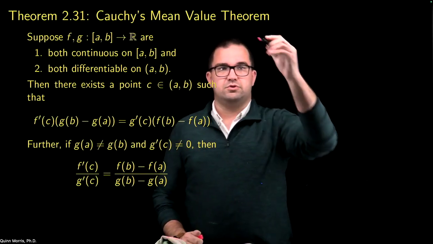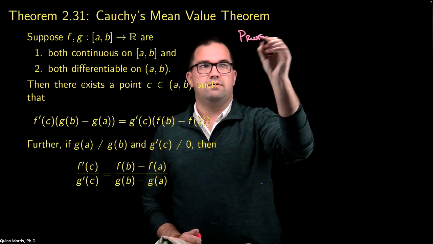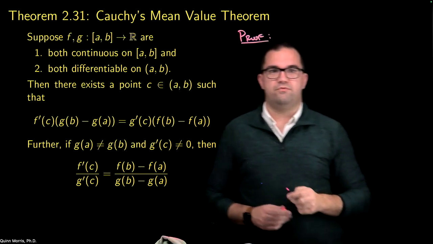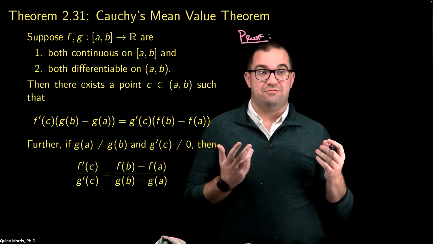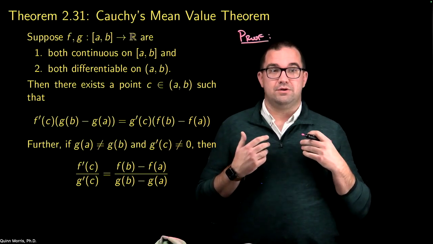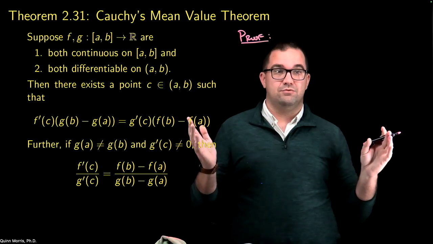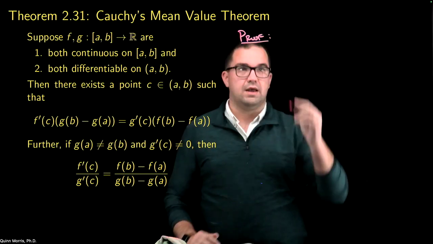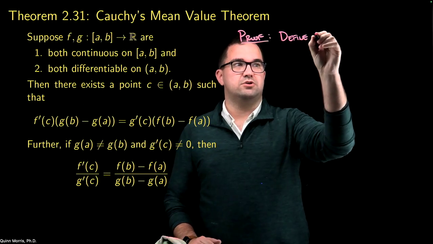Let's prove it, and we're just going to sketch the proof. It's very similar to the proof of Lagrange's mean value theorem in that we're going to construct an auxiliary function. We're going to apply Rolle's theorem to that auxiliary function, and then the result will just fall out. Okay, so we're going to define a function. We're going to call this function psi.